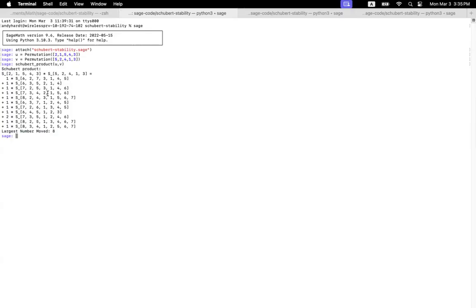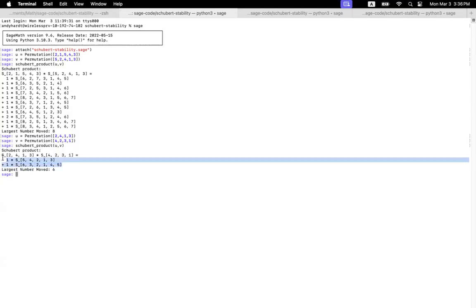Okay, so I want to talk about another algorithm, but first let's do a little bit more experimentation here. I want to choose two other permutations just to make it simpler. We could use these, but the computation is a little less obvious to see. So 2, 4, 1, 3, and 4, 2, 3, 1. And I'm going to again do the Schubert product of U and V. Here we have a sum of only two Schuberts. One lives in S5, the other lives in S6.